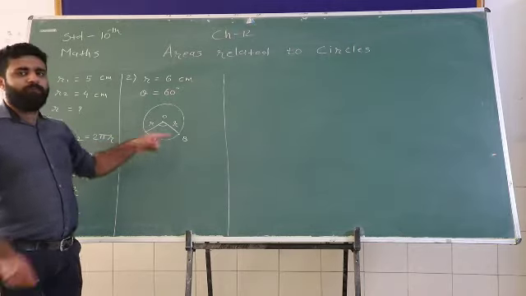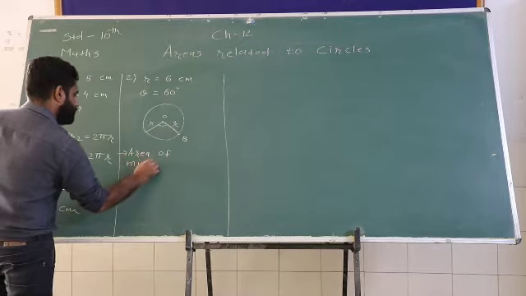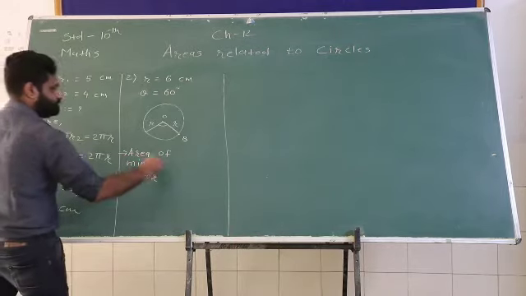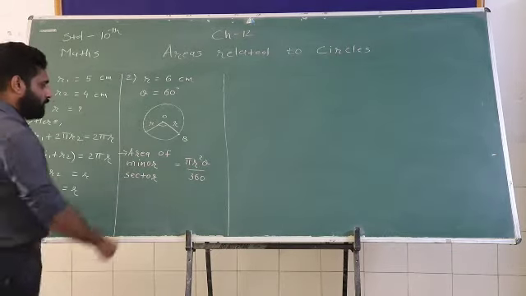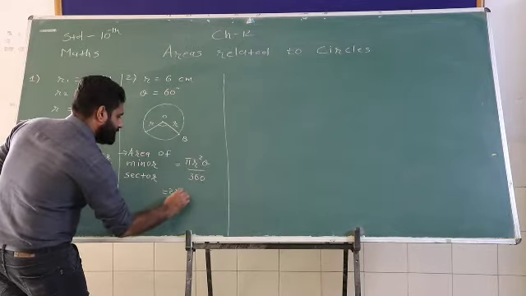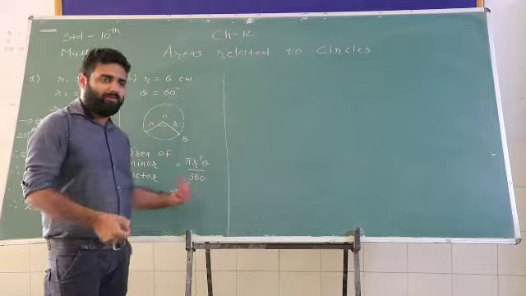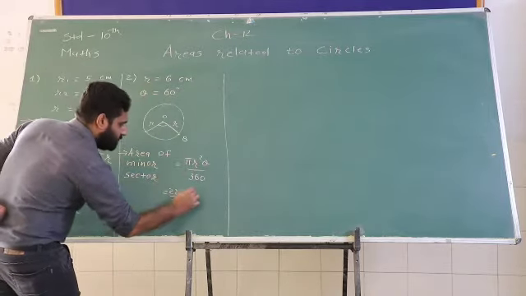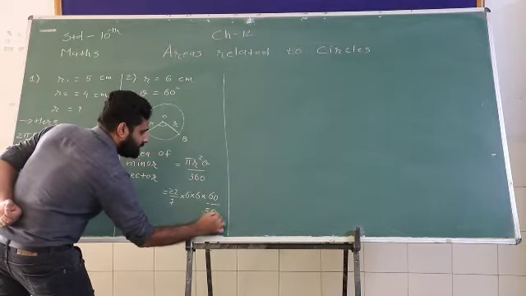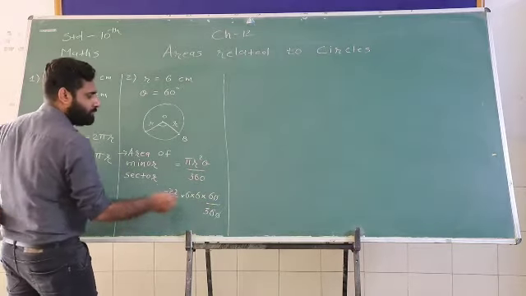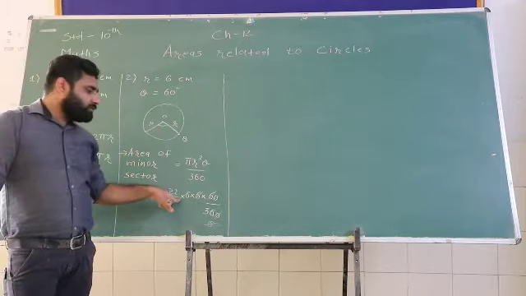First of all, I am finding the area of the minor sector. So the area of the minor sector is pi r square theta by 360. Putting all the values, pi is 22/7. Unless in the question pi is given as 3.14, you have to take pi equals 22/7. Radius is 6, so 6 square, 6 into 6, and theta 60 degrees by 360. 0, 0 cancel out. Now 6, 6 and this 6, 6 also cancel out, so it will be 132/7.